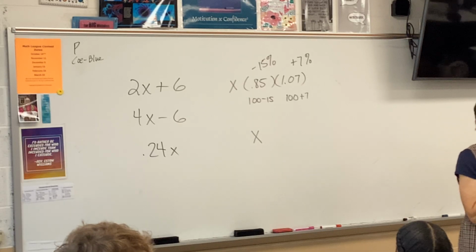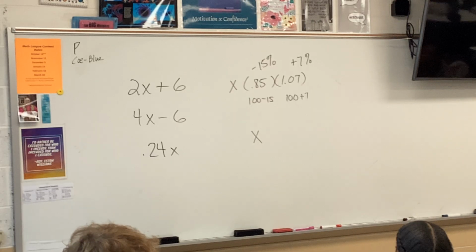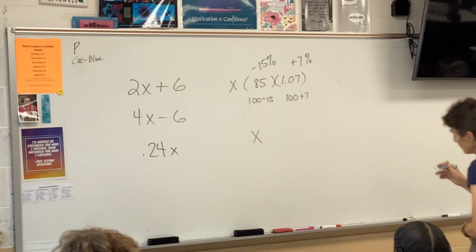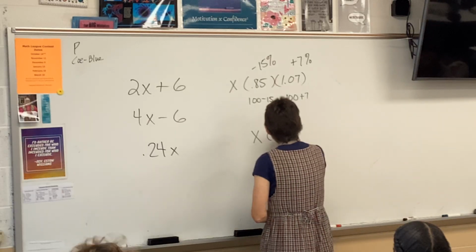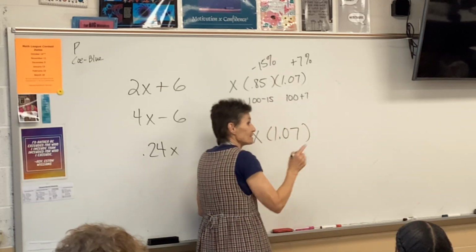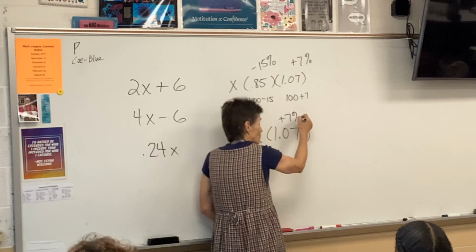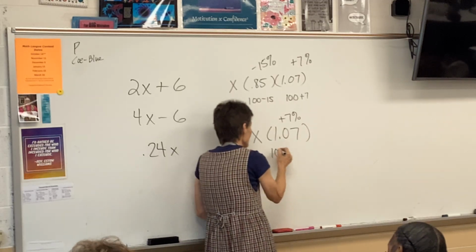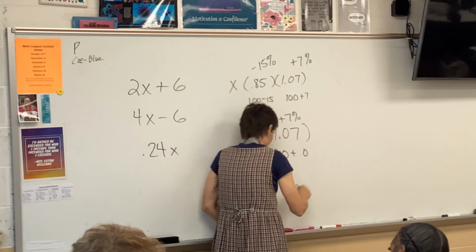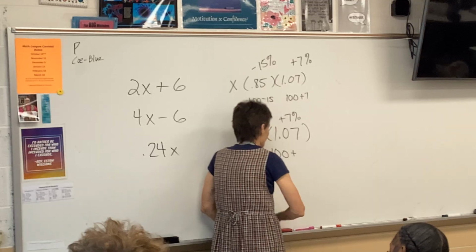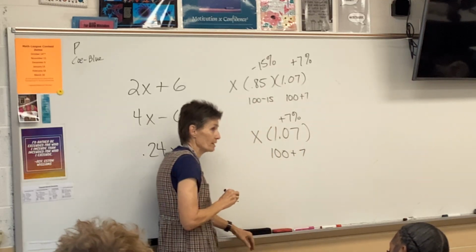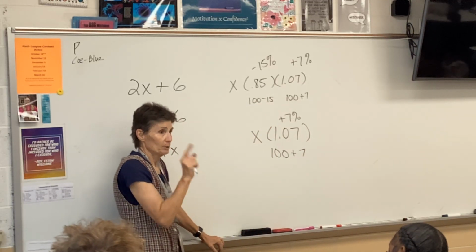Don't multiply by 0.07, because that would just tell me how much my raise is. It wouldn't tell me how much I'm making. I want to know how much I'm making. 1.07, bingo. Why am I multiplying by 1.07? Because a 7% is a raise, right? So it's 100 plus 7. It's the original 100%, plus 7.